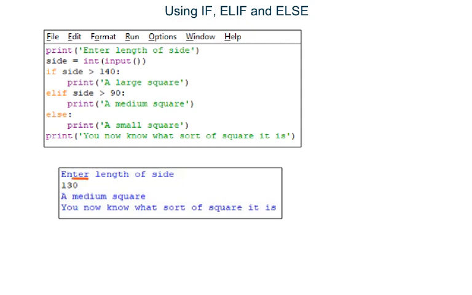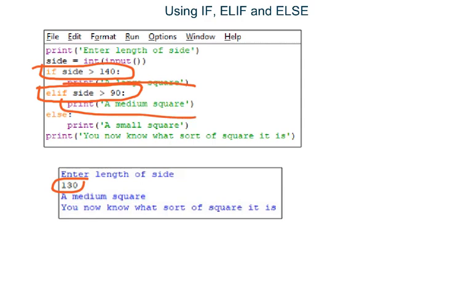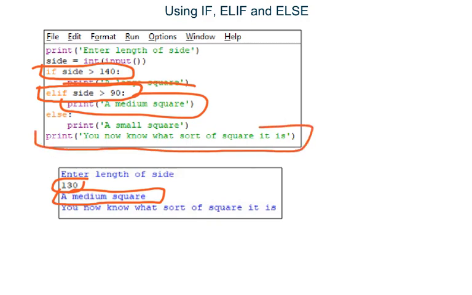I ran the program again and this time entered 130. The program checked if 130 is bigger than 140. No, it's not, so it did not do this line of indented code. It then checked if what's in variable side, 130, is bigger than 90. It is, so it did do the indented line of code underneath the elif. It output a medium square. Because it's checked the if and elif and done something, it does not do the else, but it does do the final not indented line of code and outputs, you now know what sort of square it is.